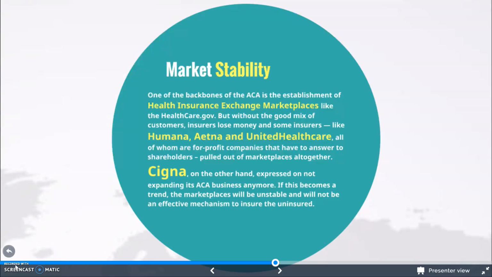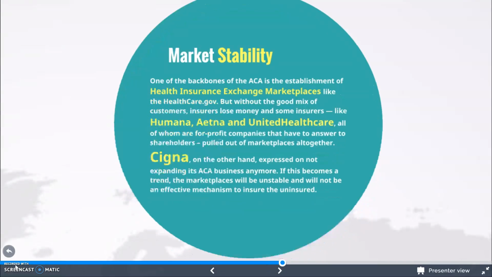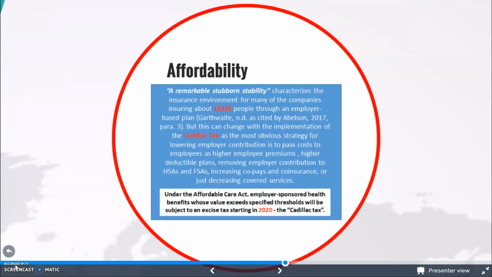You have certain insurance companies such as Humana, Aetna, and United Healthcare, who are all for-profit companies that have to answer to shareholders, pulled out of marketplaces altogether. And then you have Cigna, on the other hand, who expressed not expanding its ACA business anymore. You have affordability, basically explaining that employer-sponsored health benefits whose values exceed specified thresholds will be subject to an excise tax starting in 2020. Wow. Known as the Cadillac tax.